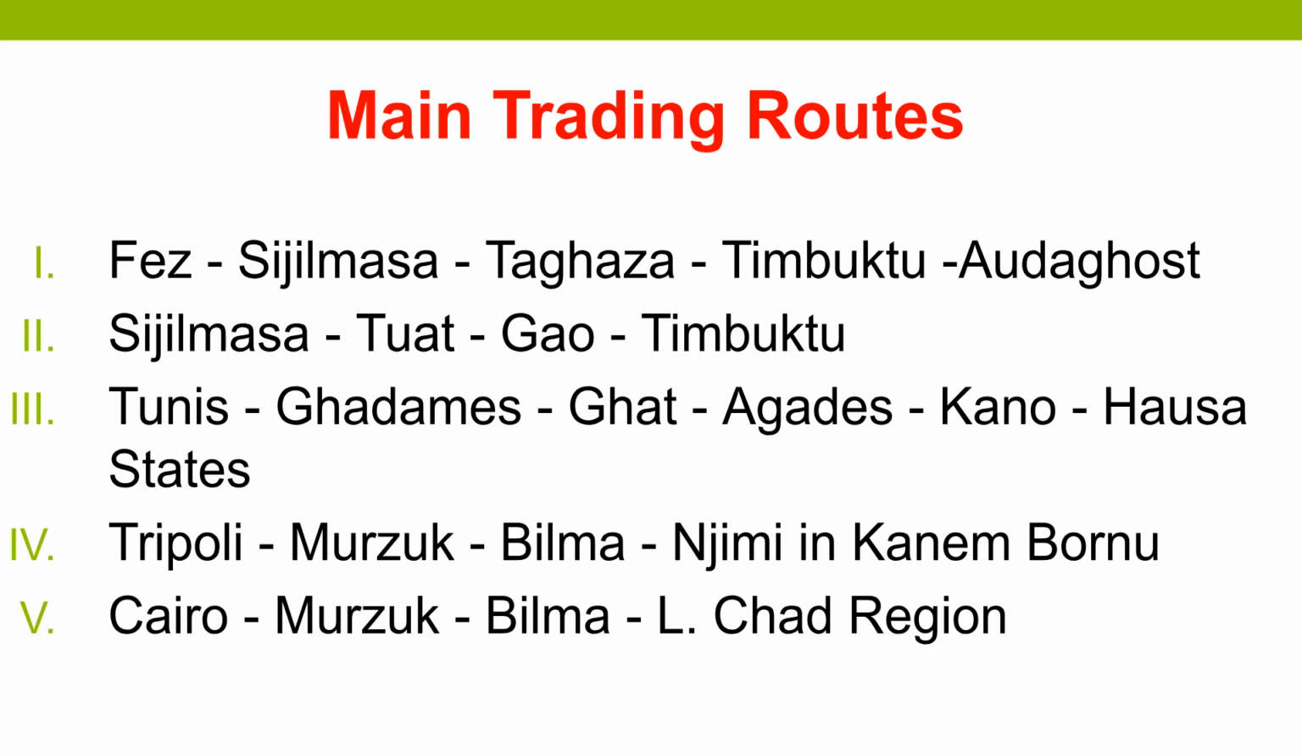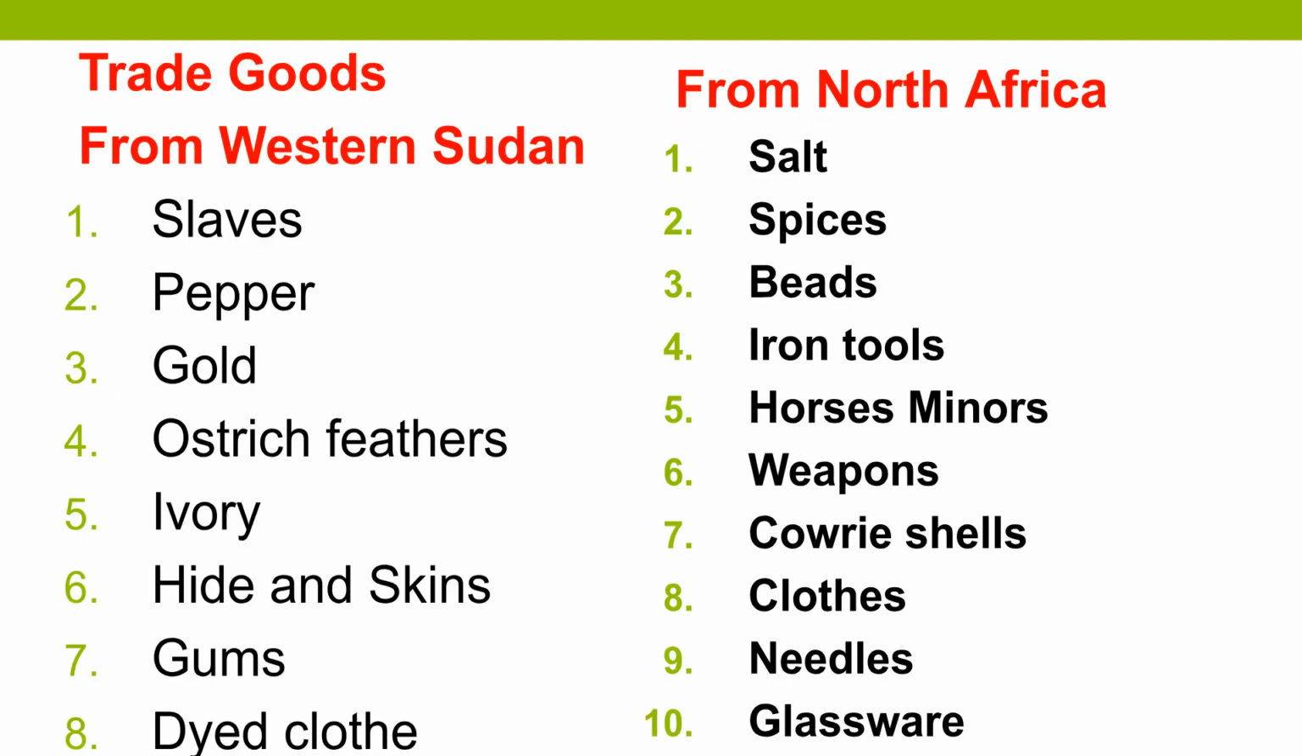The main trans-Saharan trading routes connected key locations. These routes included Fez to Timbuktu, Sijilmassa to Timbuktu, and Tripoli to the Kanem-Bornu region, among others, facilitating movement across the vast desert. Trade goods from Western Sudan included slaves, pepper, gold, ivory, and kola nuts. From North Africa, goods included salt, spices, beads, iron tools, weapons, and cowrie shells.